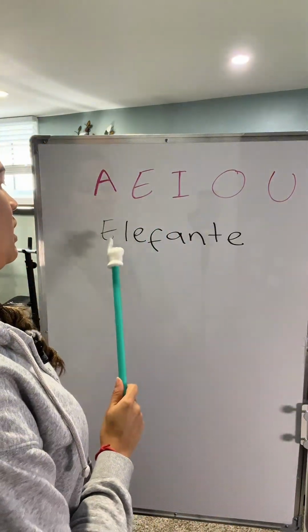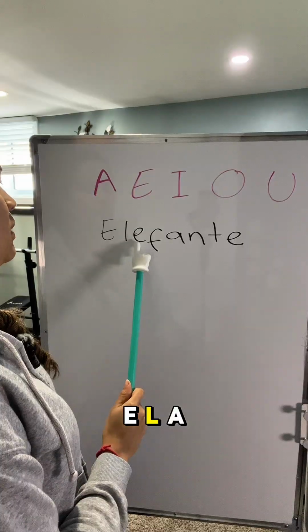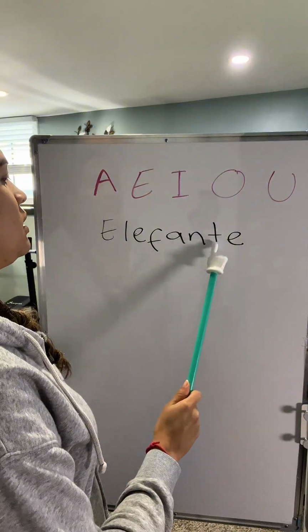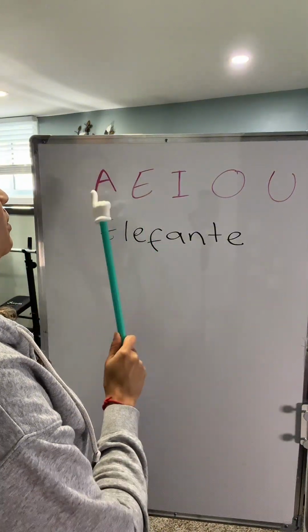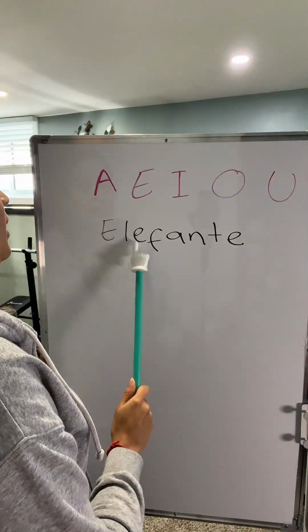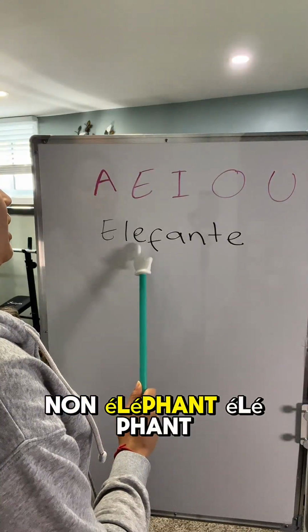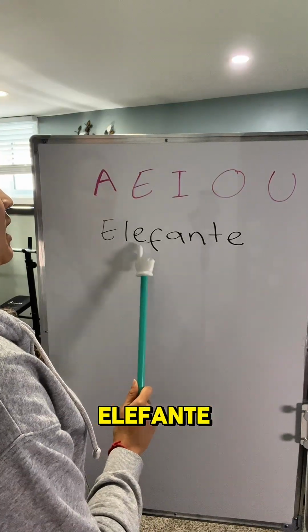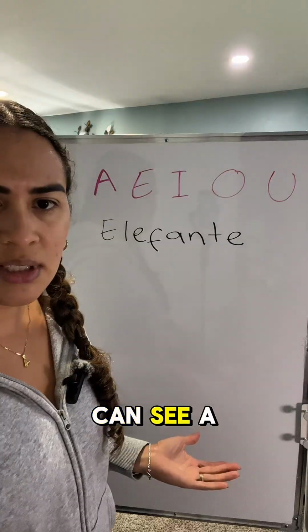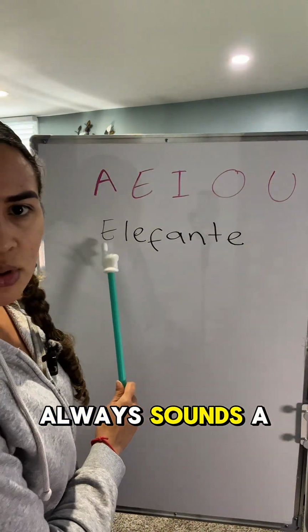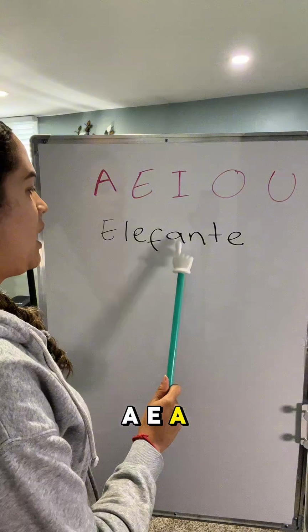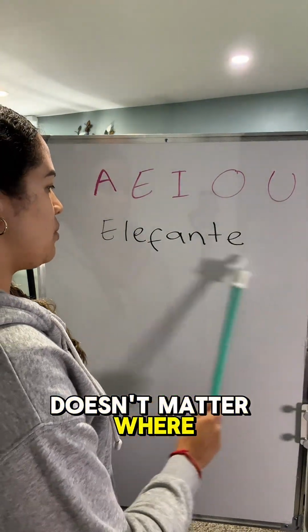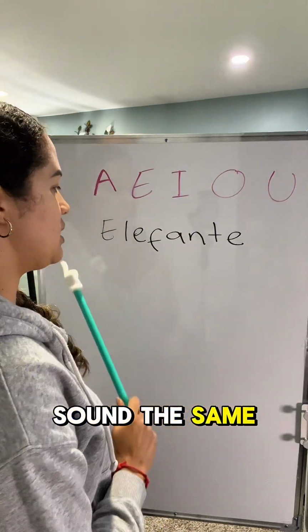So, E, le, A, fa, te. So, E, A, le, fa, te. Elefante. So as you can see, E always sounds E, A, E. A, E, I, O, U. It doesn't matter where they are. They will always sound the same.